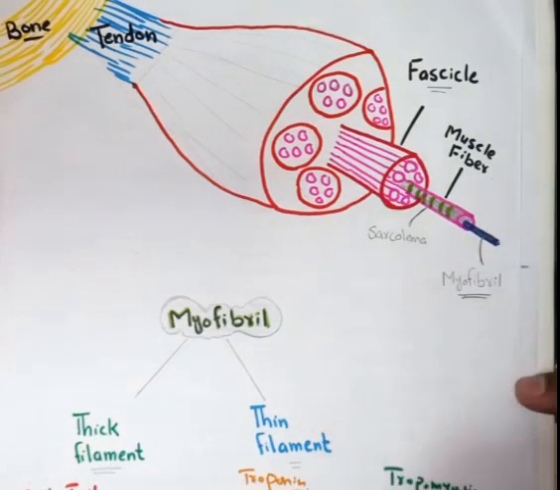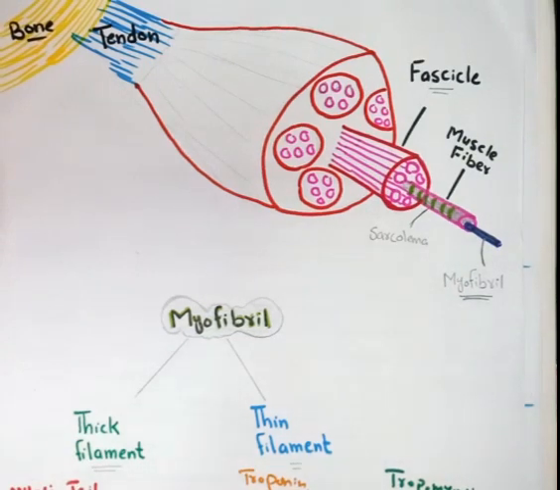I have explained that inside the muscle fiber, all other organelles will be present. But we know that the muscle fiber of skeletal muscle is basically multinucleated. So the nuclei will be more in number. There will not be only one nucleus; there will be more than one nucleus present in the muscle fiber. Clear?